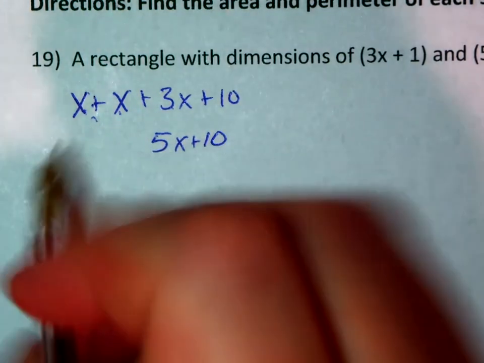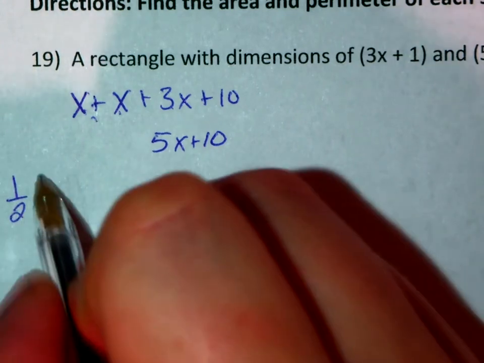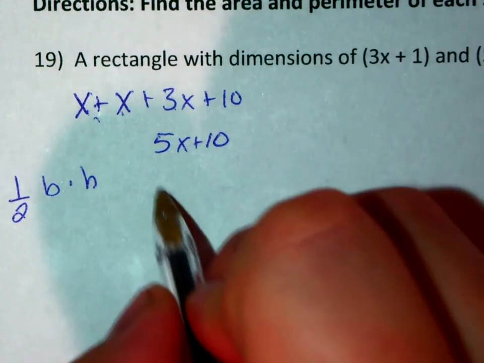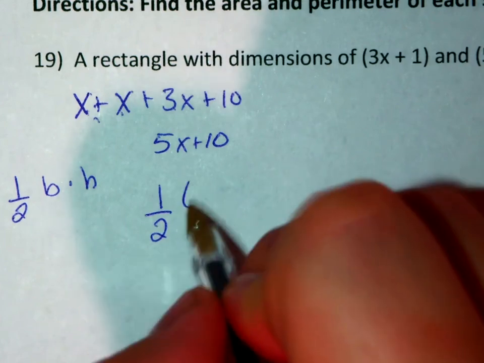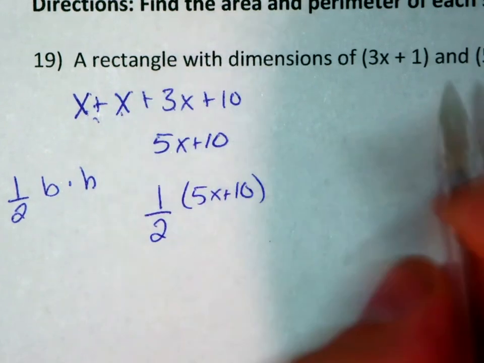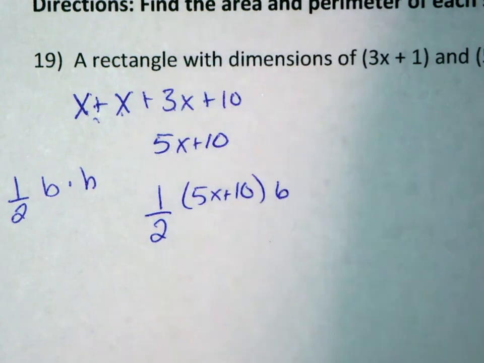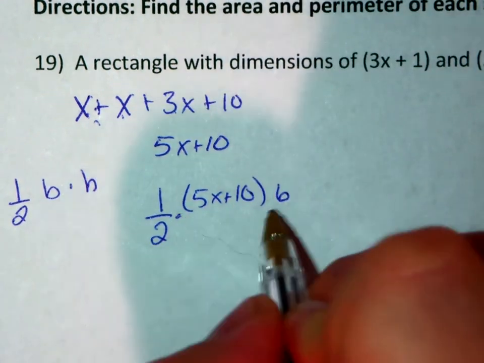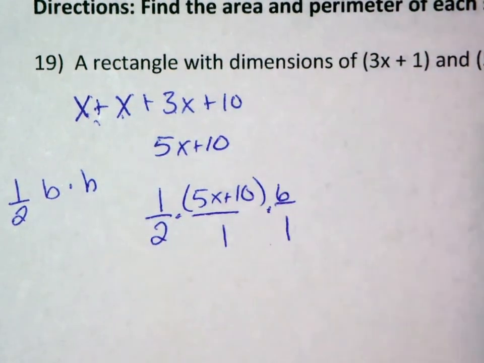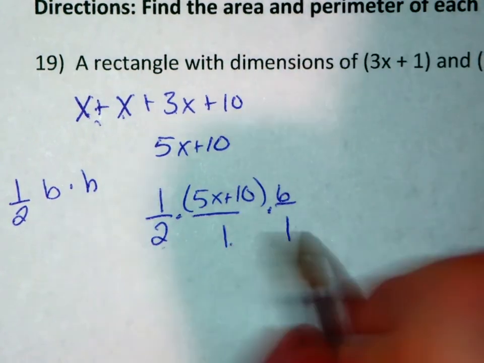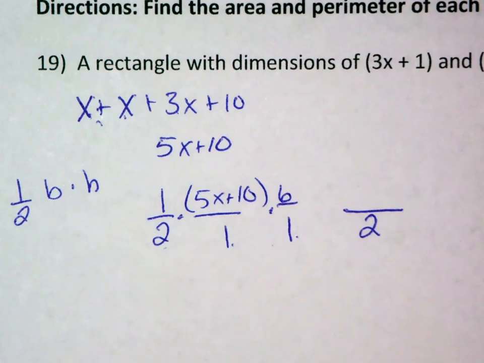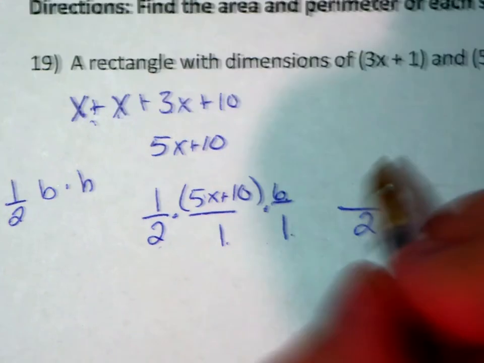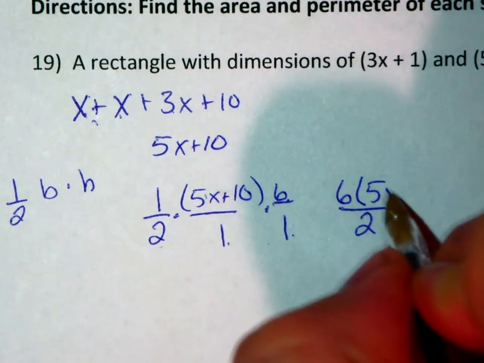Now our formula for area of a triangle is 1/2 base times height. And so I can say 1/2 times 5x plus 10 times a height of 6, and combine by multiplying straight across. Two times 1 is 2. And remember that in multiplication, I can flip the order of these two terms because it is commutative. 6 times 5x plus 10.